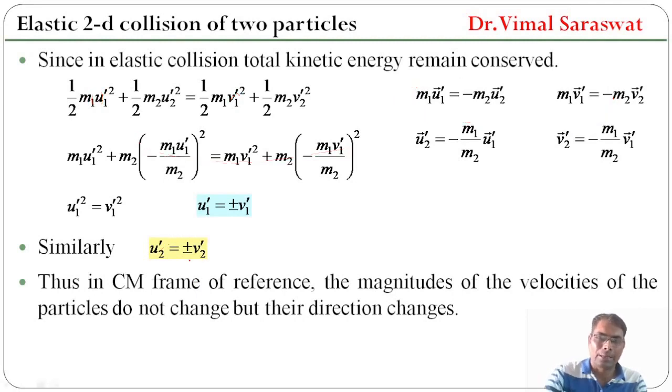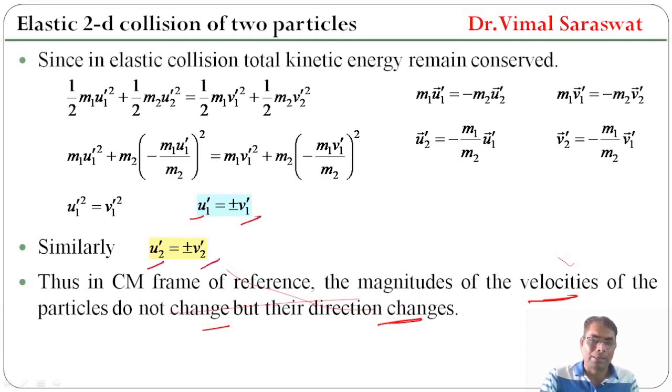Thus, in the center of mass frame of reference, the magnitudes of the velocities of the particles do not change, but their direction changes. Because u1 dash equals v1 dash and u2 dash equals v2 dash, it means the magnitude of the velocities of the particles does not change in the center of mass frame of reference. And also here we have a plus minus sign, so their direction may change.